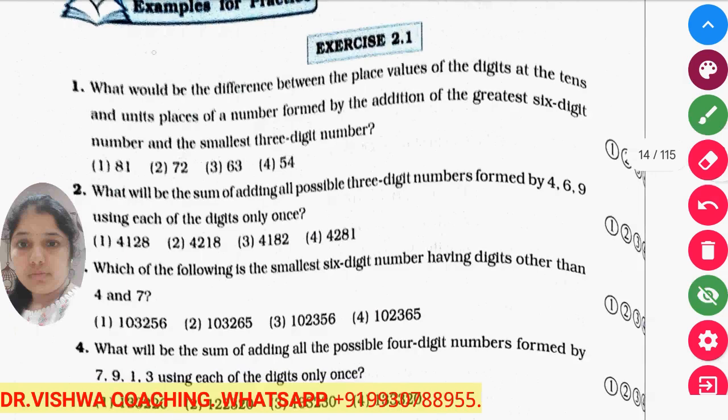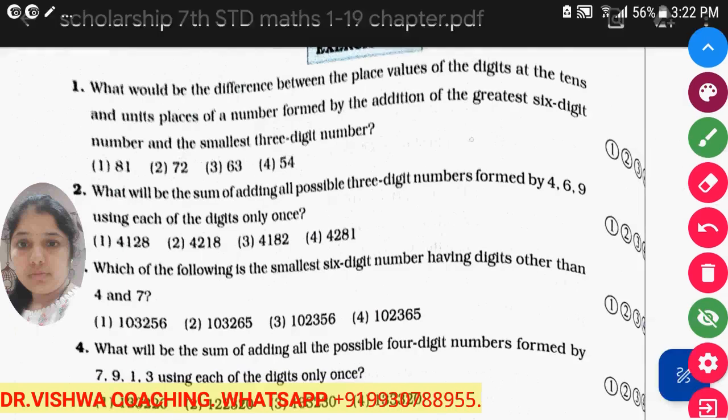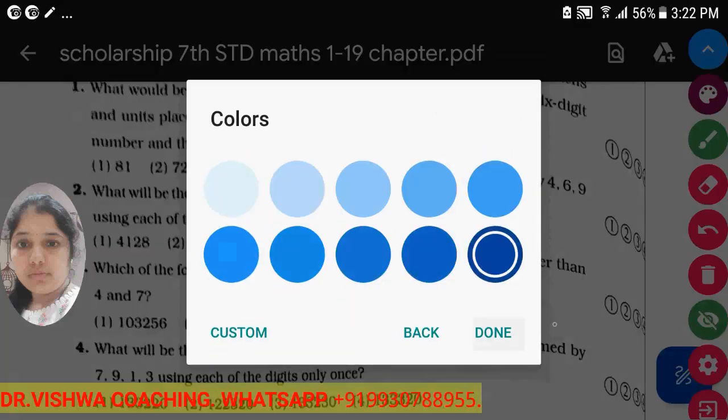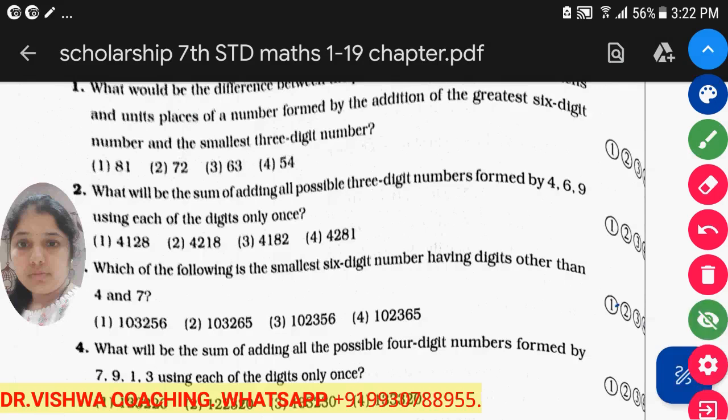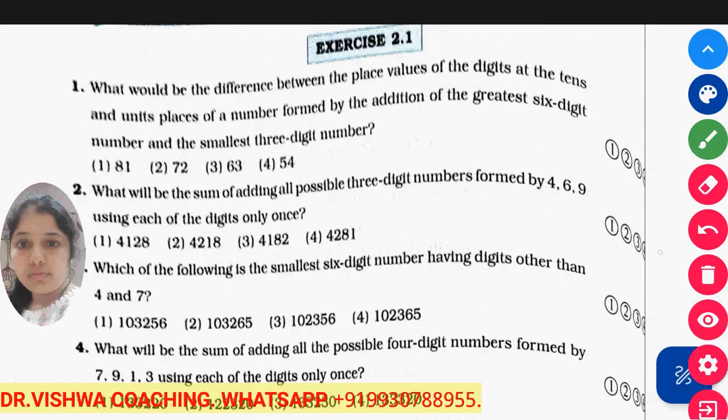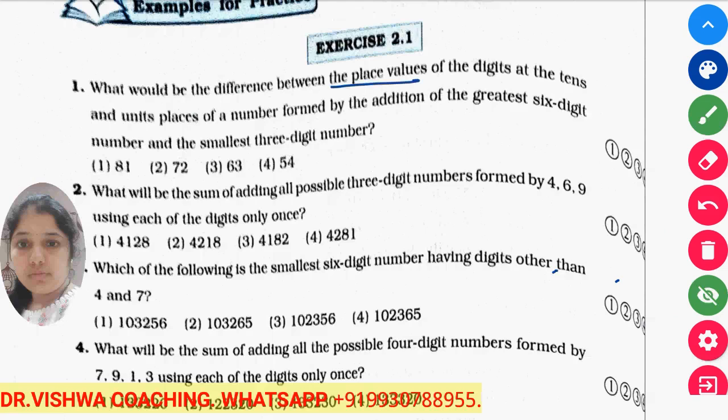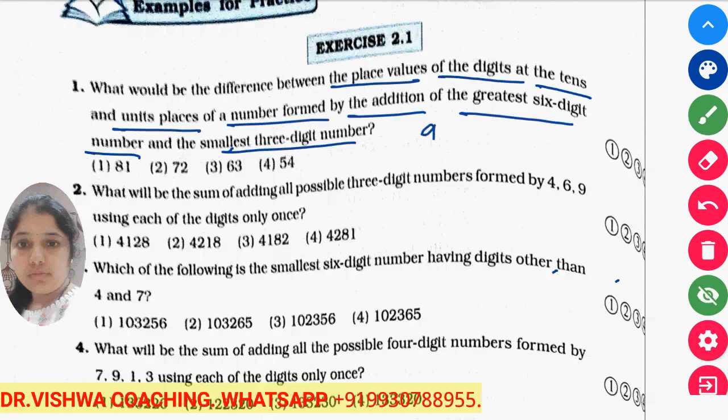Now see, what would be the difference between the place values of the digits at tens and unit place of a number formed by the addition of the greatest 6-digit number and the smallest 3-digit number? Now which is the greatest 6-digit number? It has all 9s.